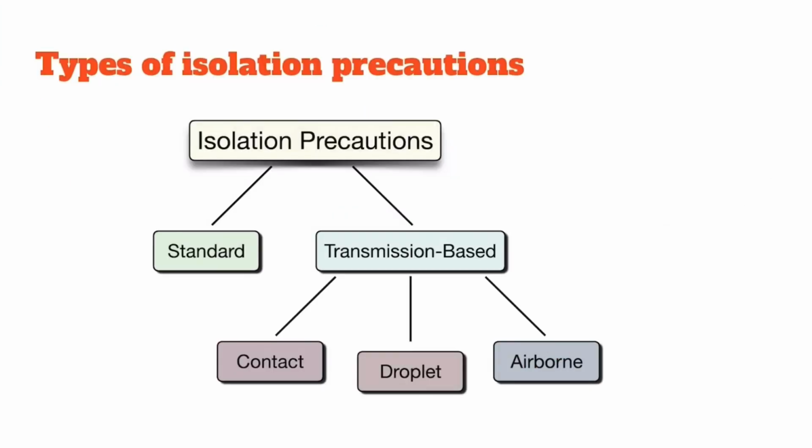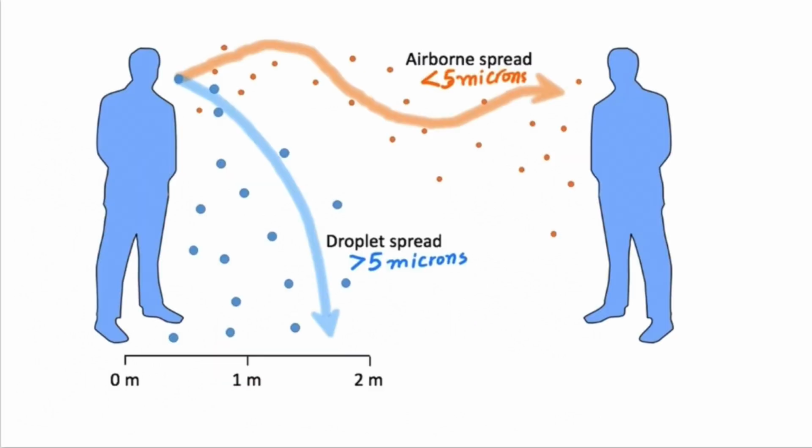The second category is transmission-based precautions. These are applied based on the specific modes of transmission of certain microorganisms. There are three subcategories: airborne precautions, droplet precautions, and contact precautions.